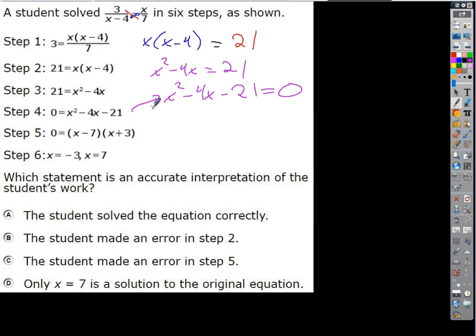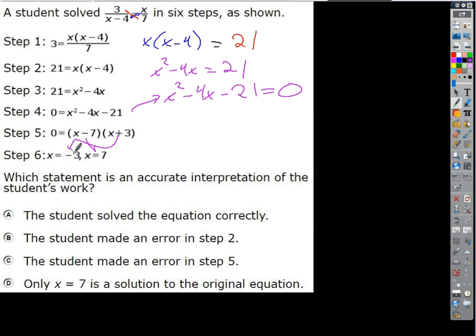And then they were smart. They picked magic numbers. Are those correct magic numbers? Yes, they are. Negative 7 times 3 is negative 21. They add to negative 4. They found the zeros, positive 7 and negative 3. Are there any mistakes? No. It's fine. How could we check it, though? To make sure, plug them in.